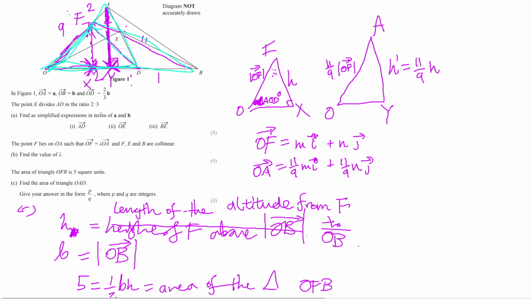So over time, the more of these triangle-related vector, lambda, mu style questions you do, the better you will get at finding the areas like this in part C of this question.